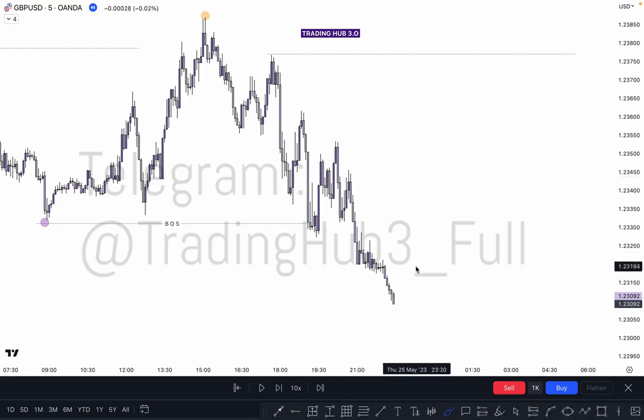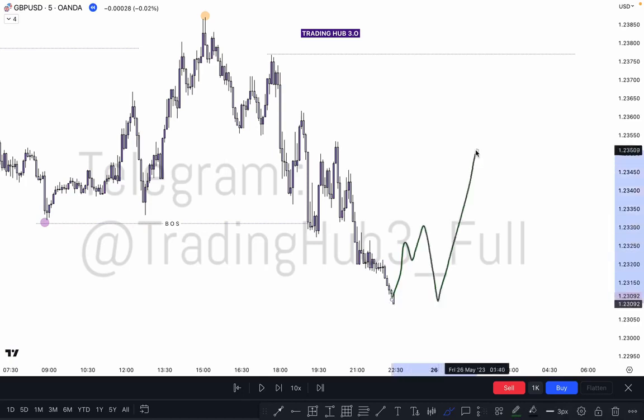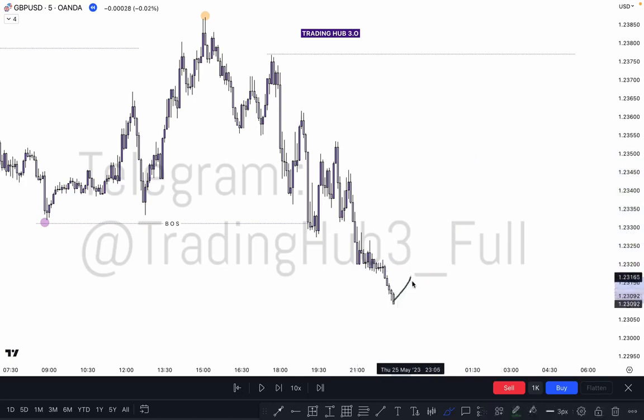In this case, where is our pullback? Look at this one, right? Because this is the first pullback here. If market broke this one and create inducement, and then you can buy, which is absolutely fine. Okay, if market not taken out this one and create new pullback like this, then you have to wait for it to break this one, create inducement, and then buy here, right?